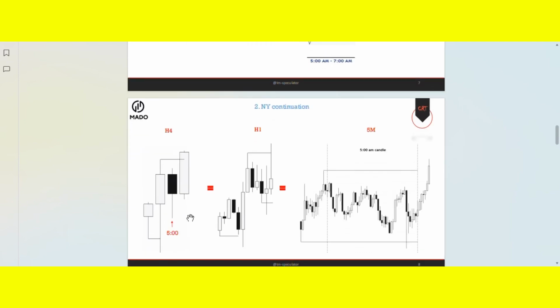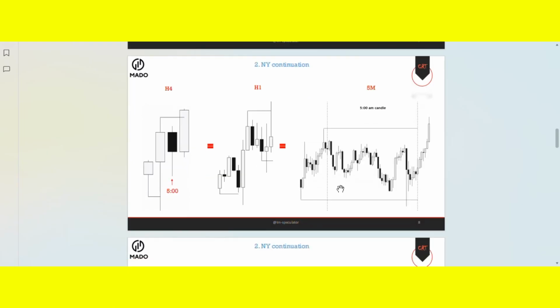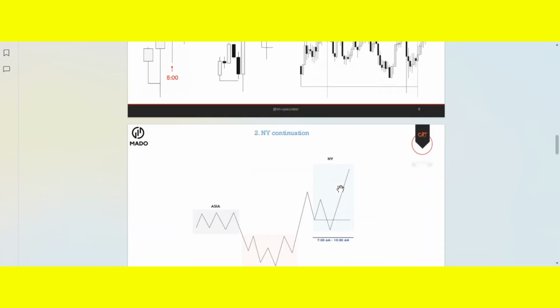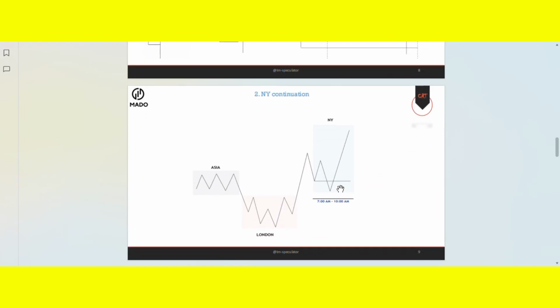We also have what they call the New York continuation. So for this one, this is the CRT. This is the CRT candle. So we have this one CRT sweep, and then this one 24 hours. This is 1 hour, and this is 5 a.m. Meanwhile, you can DM for this if you need more clarification, but I've explained much of this one.